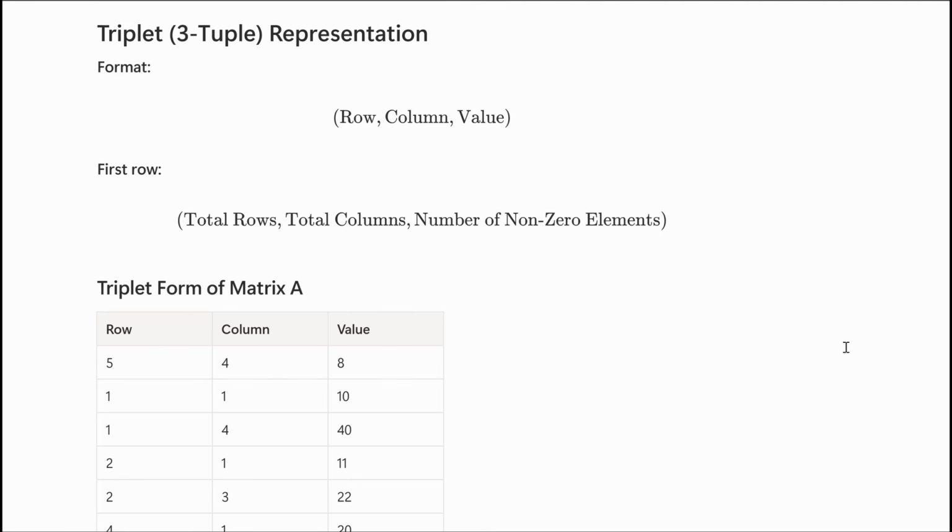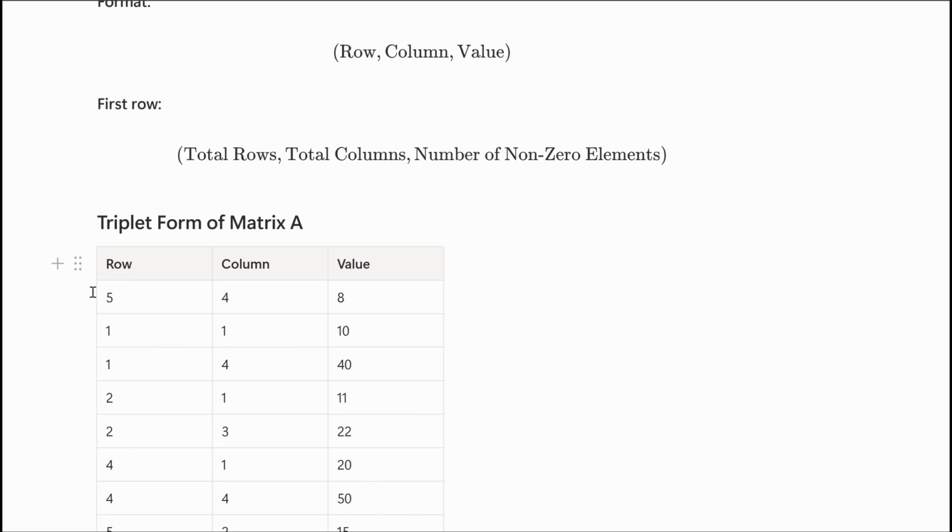Triplet representation stores only non-zero values. Format is row number, column number and value. Like this, 5 row, 4 column, 8 value. This is the general information about the matrix. Then first row, first column, value is 10.